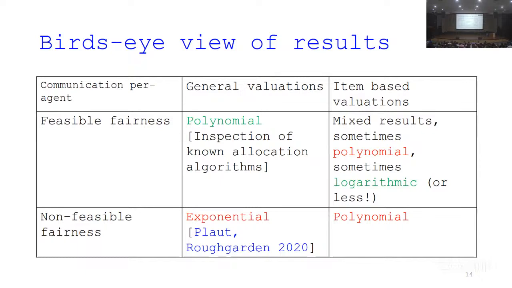If we look at item-based valuations, then for feasible fairness, the results appear to be more interesting. There's a mixture of results. Sometimes you need polynomial communication. Here, polynomial is not so good because you can communicate the full valuation function with polynomial communication. But sometimes logarithmic communication would be enough, or even less. So the results start being more interesting. And if we look at non-feasible fairness notions, the communication in general would be polynomial. We don't appear to find this logarithmic communication appearing.